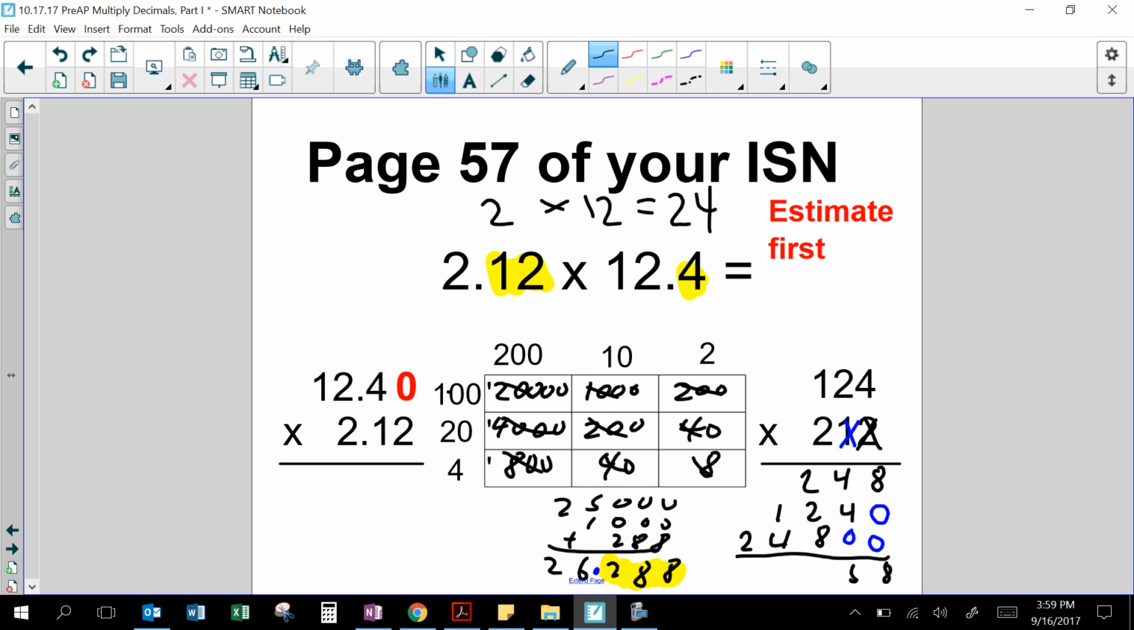If you add this up, whoops. I also got 26288. There are 3 places behind a decimal point. Where can I put it so there'll be 3 places behind my decimal point? Right here, and that is correct.